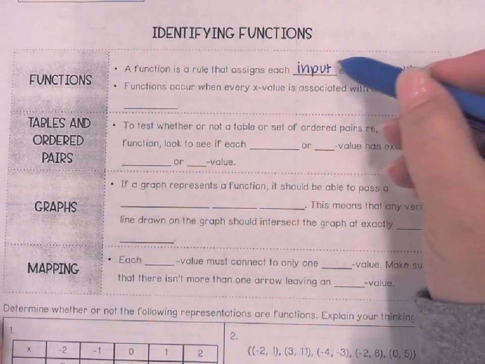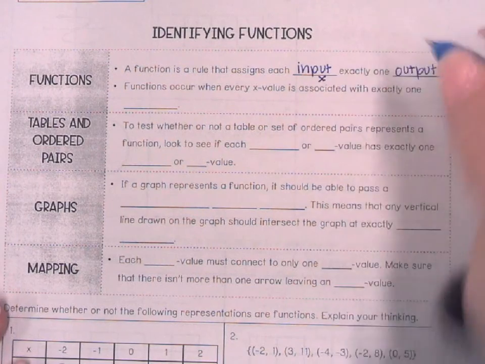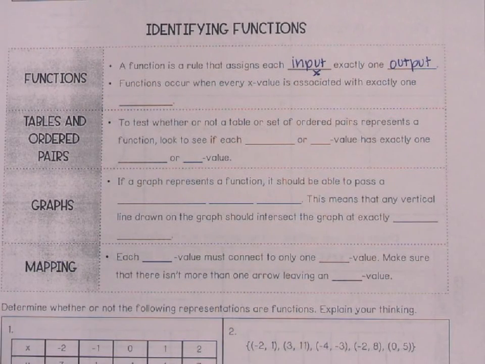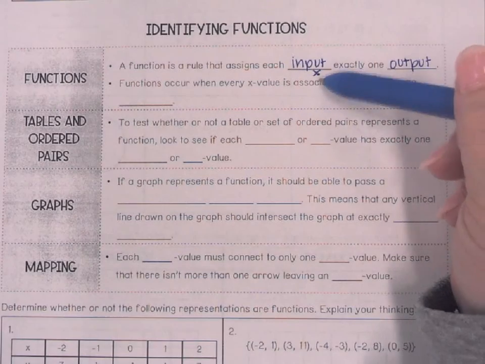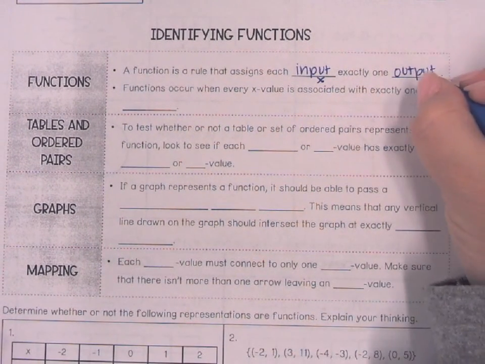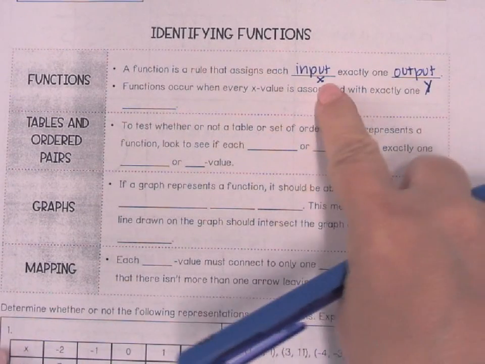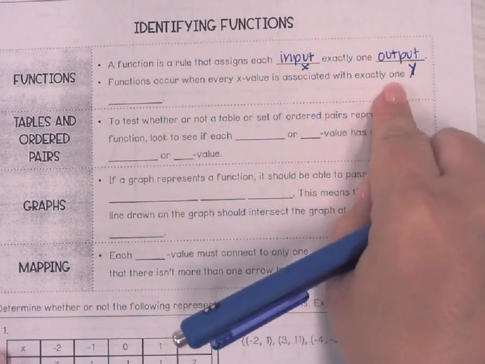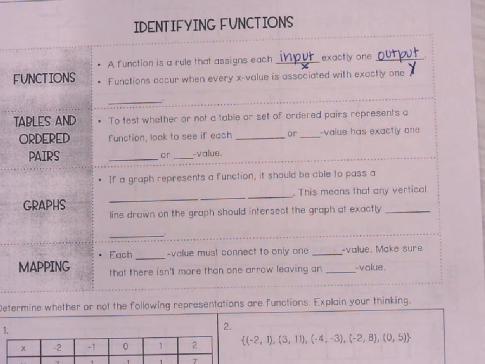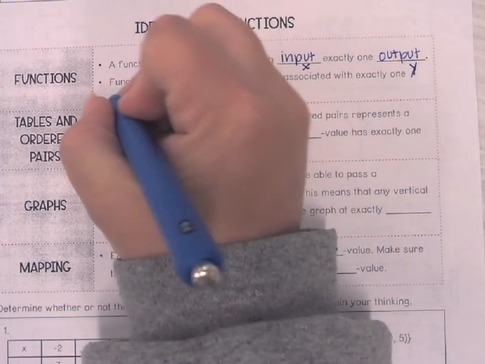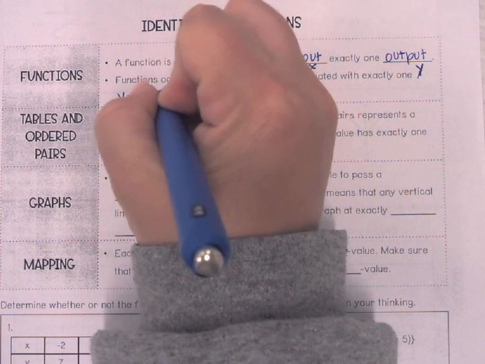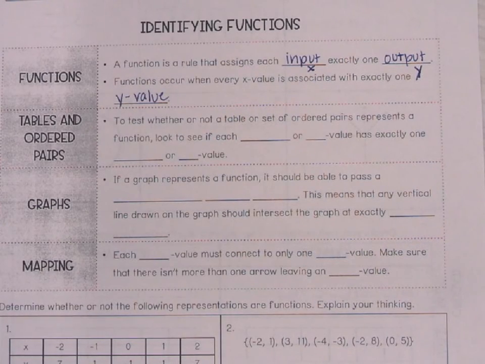What that means is the input is our X, okay? It is like the quarter, a quarter in a gumball machine. You input the X and you output, you get the Y. It's what it equals. So if you input a quarter into a gumball machine, you get a gumball. Okay. So a function occurs when every x value is associated with exactly one y value. When every x value is associated with only one y value.